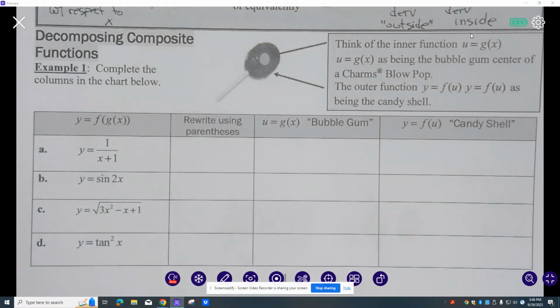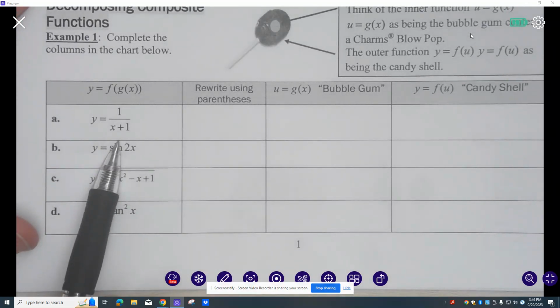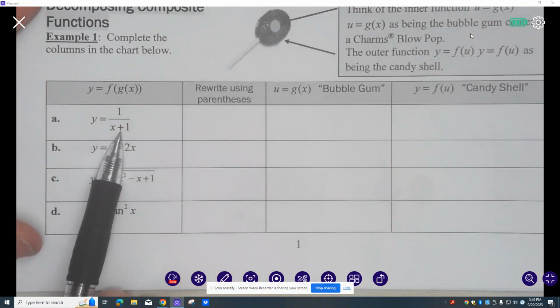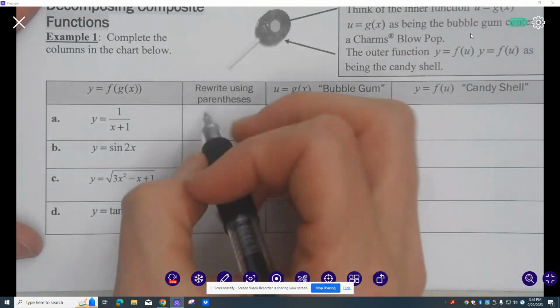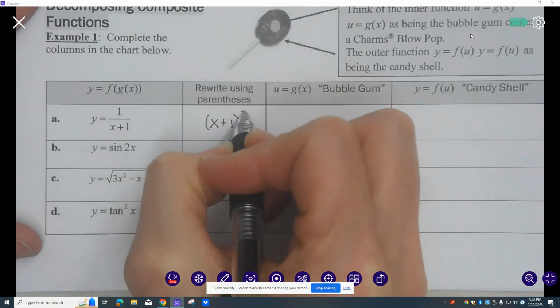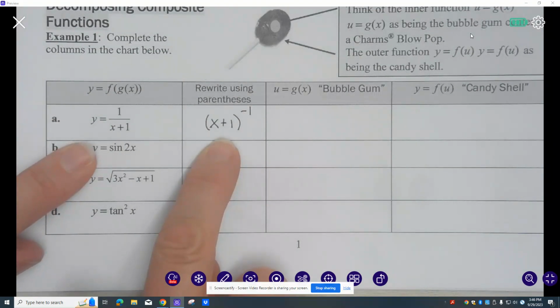So we're going to complete this chart now. They give us a function. It's a composition, and we have to figure out what is the inside and what is the outside. Right now, this might not look like a composition, but this says rewrite using parentheses. If I have a fraction, I know I can always rewrite it by using a negative exponent. So these are equivalent. I've just rewritten it using parentheses.